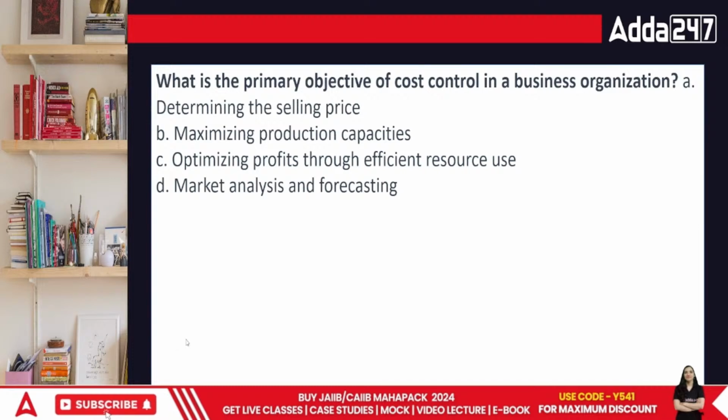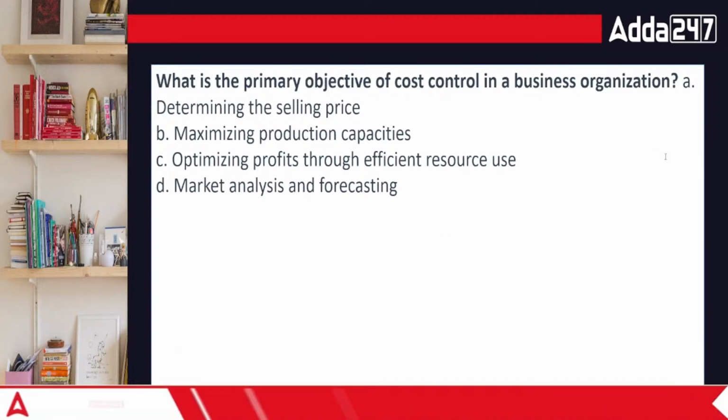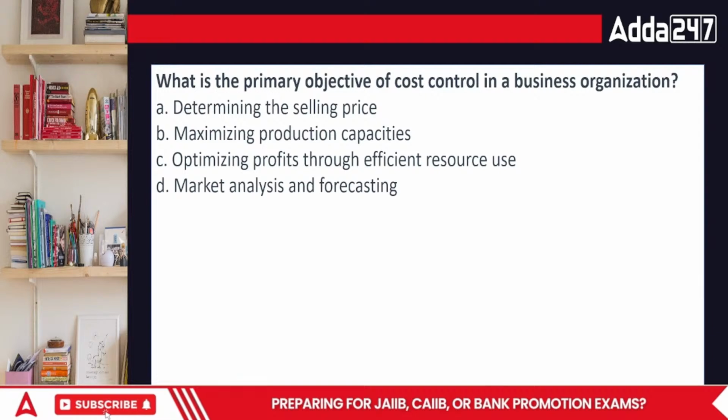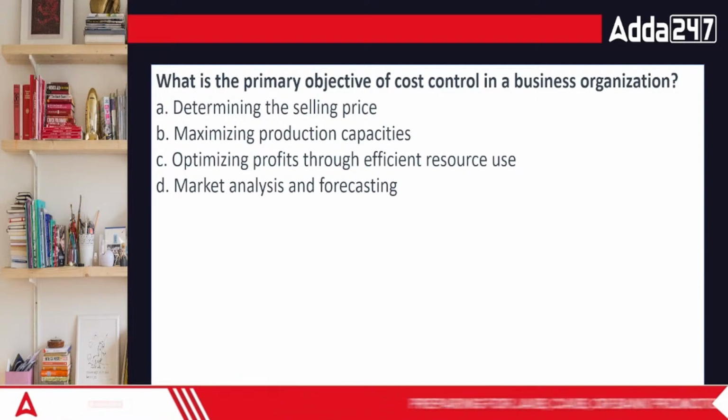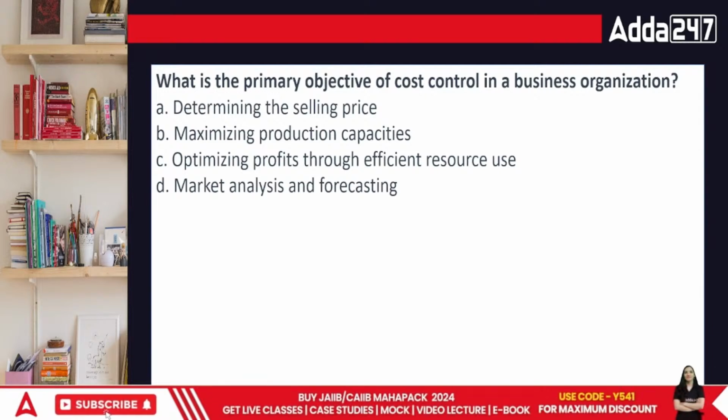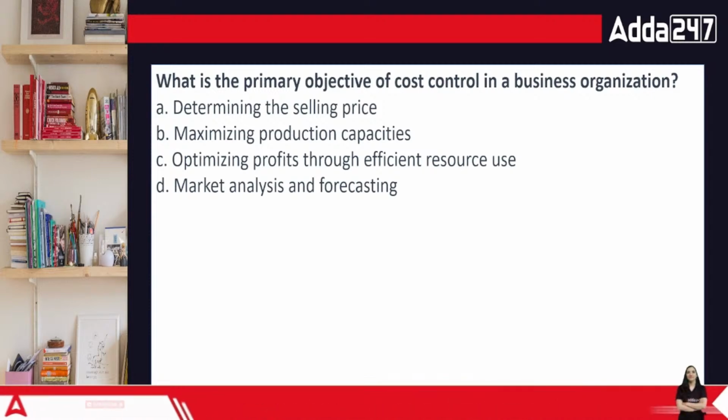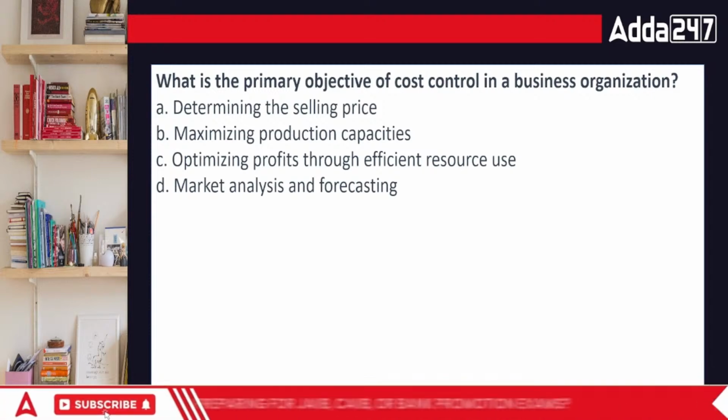What do we have now? What is the primary objective of cost control? Why do we do cost control, everyone? To determine the selling price, or maximizing the production capacities, optimizing the profits through efficient resource use, or market analysis and forecasting.